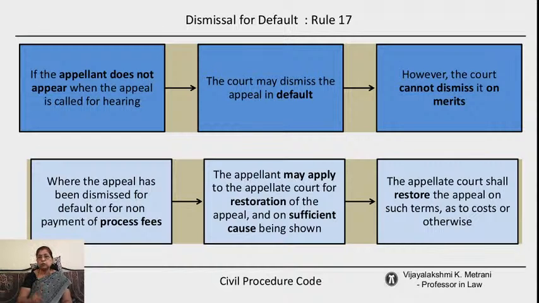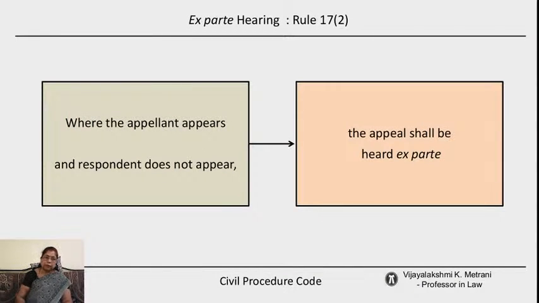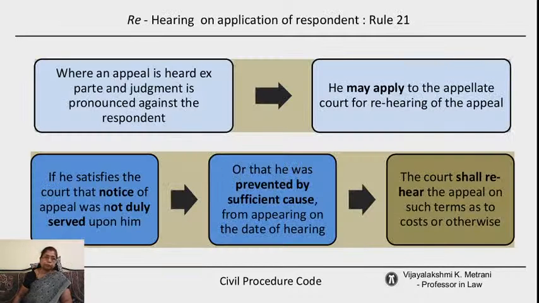In these two situations it can be once again restored and the court may allow him to proceed with the appeal. Where the appellant appears, respondent does not appear, then the appeal will be heard ex parte. So without the respondent the appeal will be heard by the court.